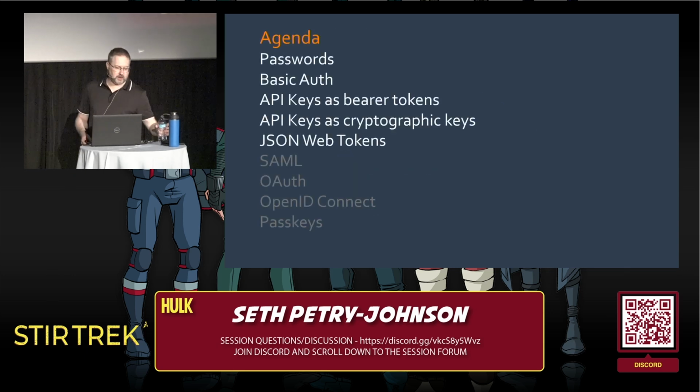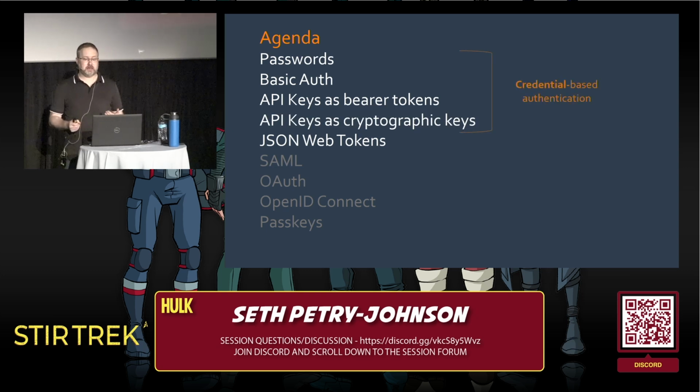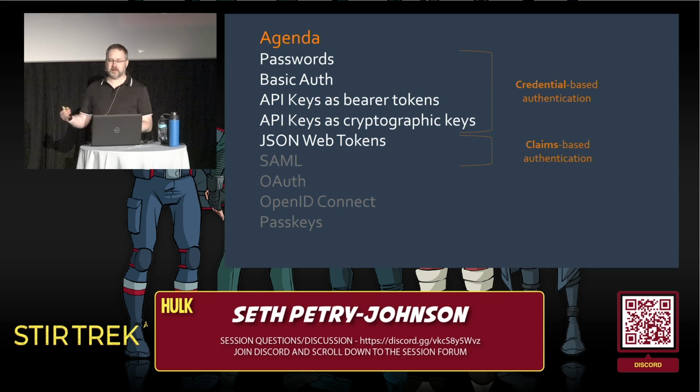All right, so we're making good progress. Passwords, basic auth, and API keys are methods of authentication, or authenticating a user based on credentials they know. Web tokens are an example of a claims-based system that uses signed tokens to provide identity and permission information.